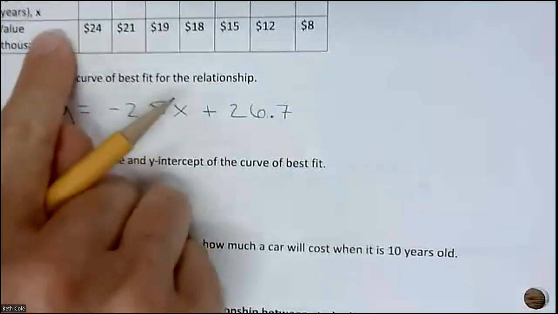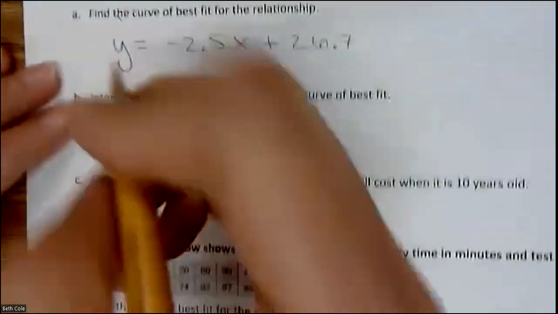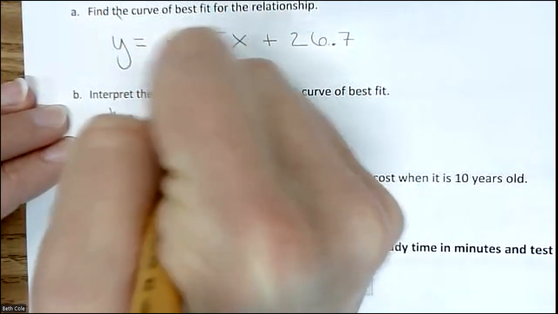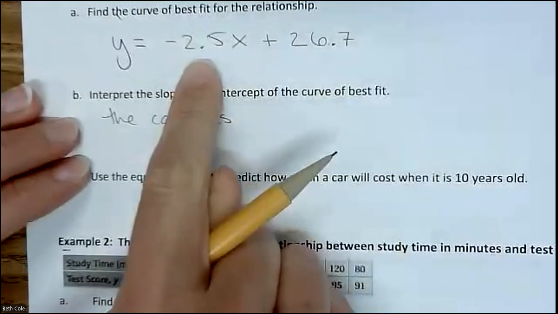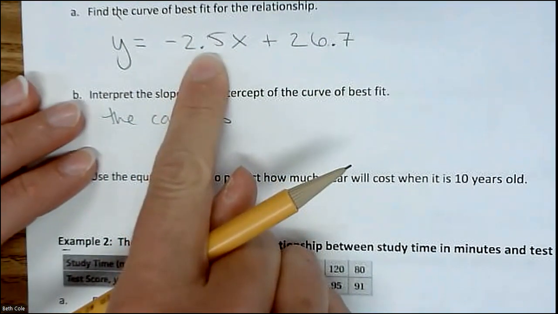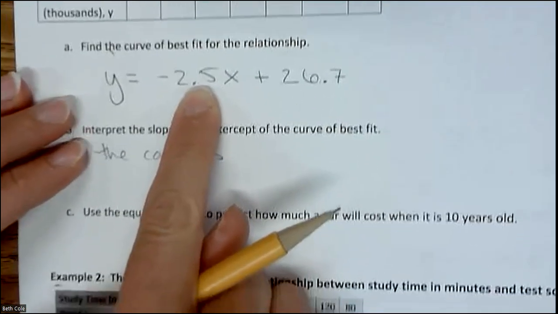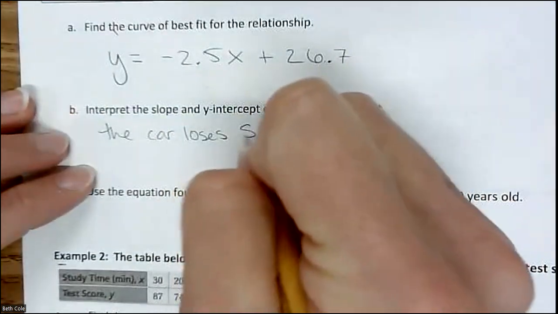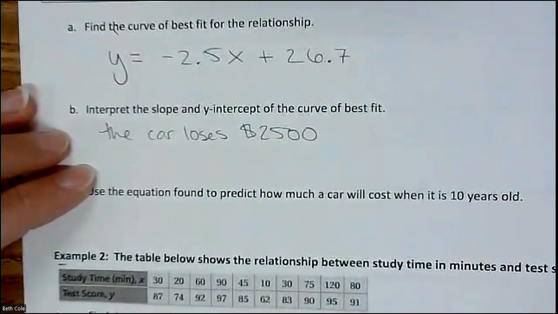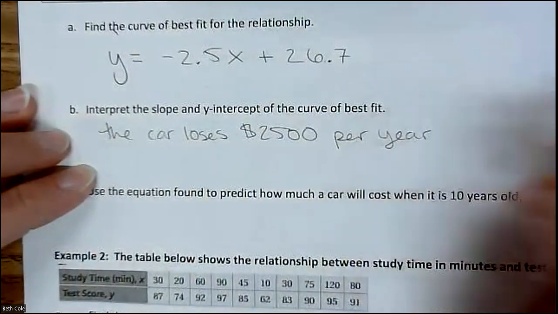Yeah. Okay, so what's going on with this data? The car is losing value, right? So the car loses. Now, what was our slope? Negative 2.5. And that was in thousands of dollars? So 2.5 in thousands would be 2,500. The car loses $2,500 per year.